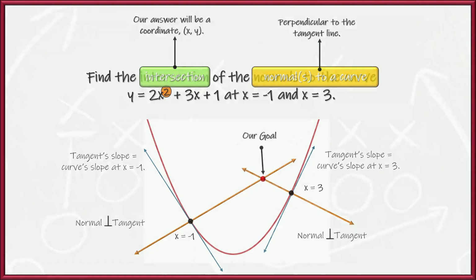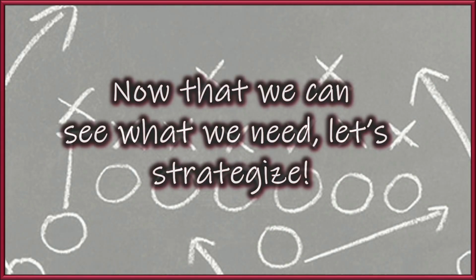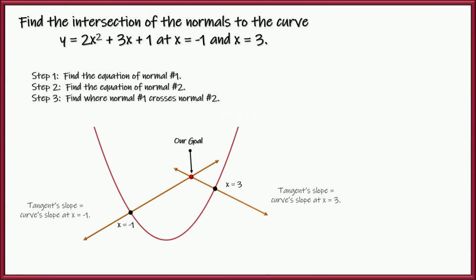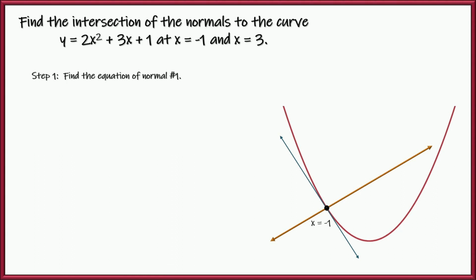All right? So now we have a visual of what we're going to do, so let's strategize. Let's make a plan, right? All right, so we're going to find the equation of each line, the normal line 1 and the normal line 2, and we're going to set them equal to each other and see where they cross. So let's go ahead and start by finding the first one. All right, now we have to figure out either 2 points or a point and a slope if we want to write the equation of this line right here.